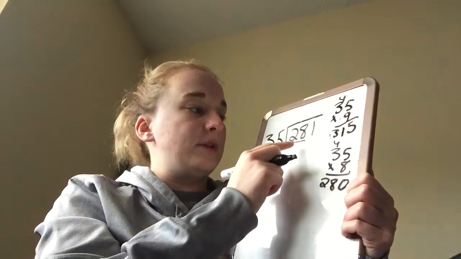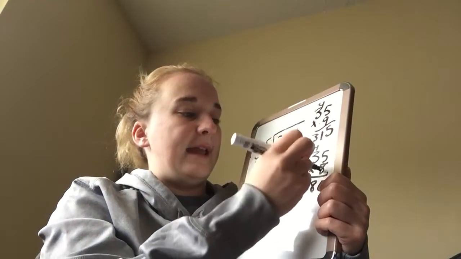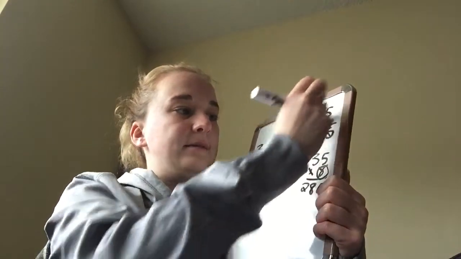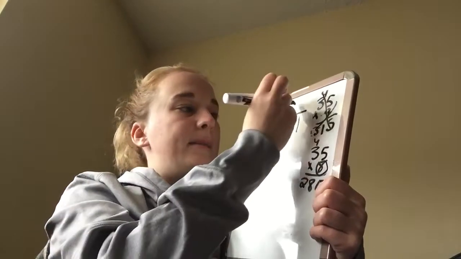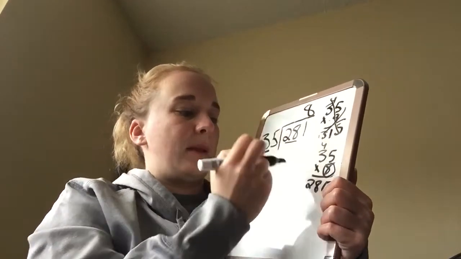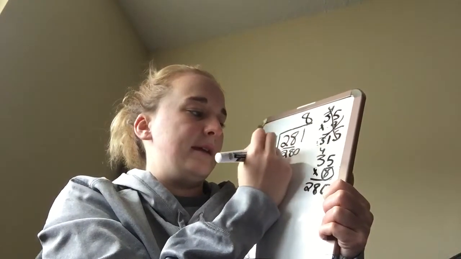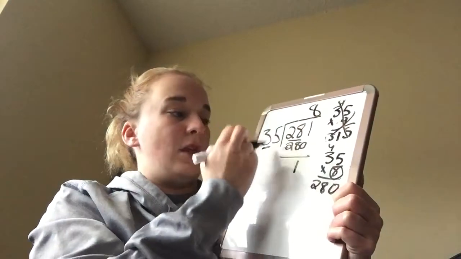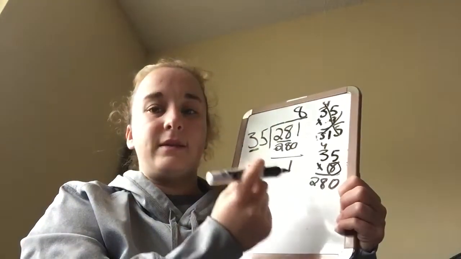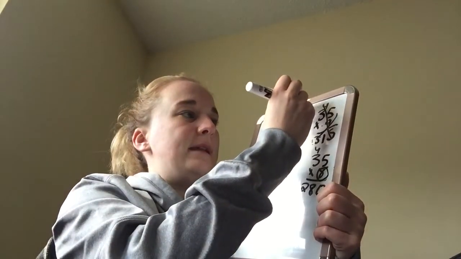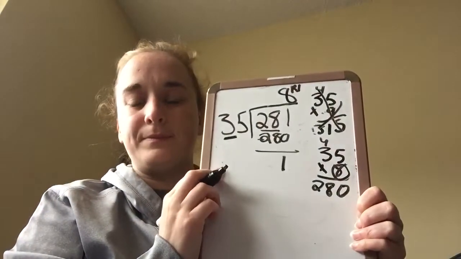So what I'm going to do is I'm going to take the 8, not the 9, because that's too big. I'm going to take the 8, bring it up. I'm going to do 281 minus 280, and that gives me 1. 35 can't go into 1. There's nothing else to bring down, so it's 8, remainder 1. Okay? We're going to do another example.